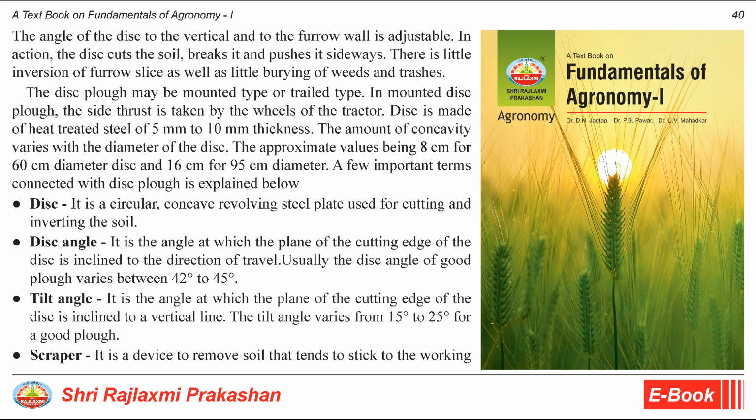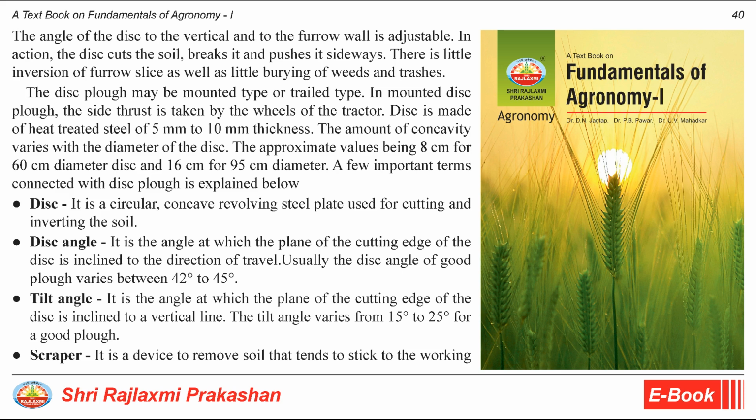Disc: it is a circular, concave revolving steel plate used for cutting and inverting the soil. Disc angle: it is the angle at which the plane of the cutting edge of the disc is inclined to the direction of travel. Usually the disc angle of a good plough varies between 42 degrees and 45 degrees. Tilt angle: it is the angle at which the plane of the cutting edge of the disc is inclined to a vertical line. The tilt angle varies from 15 degrees to 25 degrees for a good plough.